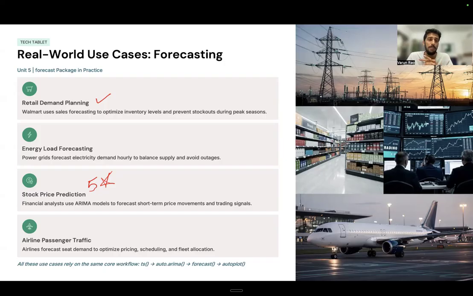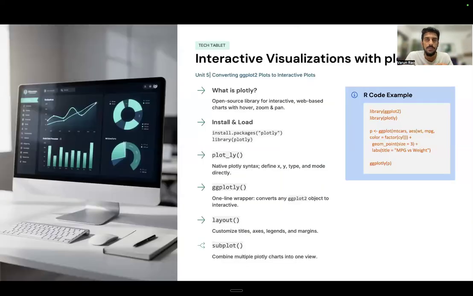Then you have airline passenger traffic. Okay, even here people can predict how many flyers or how many customers we would be having, and based on that they would be able to optimize their pricing, scheduling, and the fleet allocation, or probably how many services would come and go and things like these.